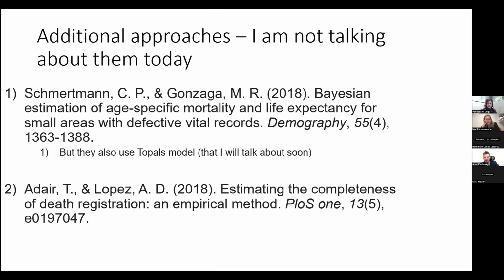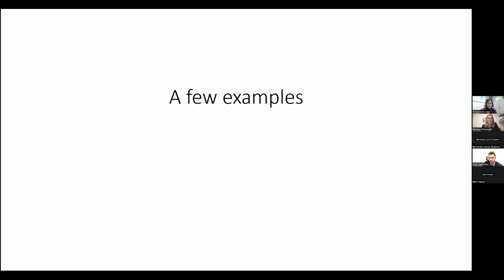There are some additional methods that I'm not talking about today. Also there's Kausch-Mertman and Marcos Gonzaga, who propose a Bayesian model to estimate age-specific mortality in areas with defective data. And Tina Adair and Alan Lopez propose an empirical method to produce estimates of completeness of death counts. So there are different ways to analyze. Now I'll show some of the examples and additional issues that we face.